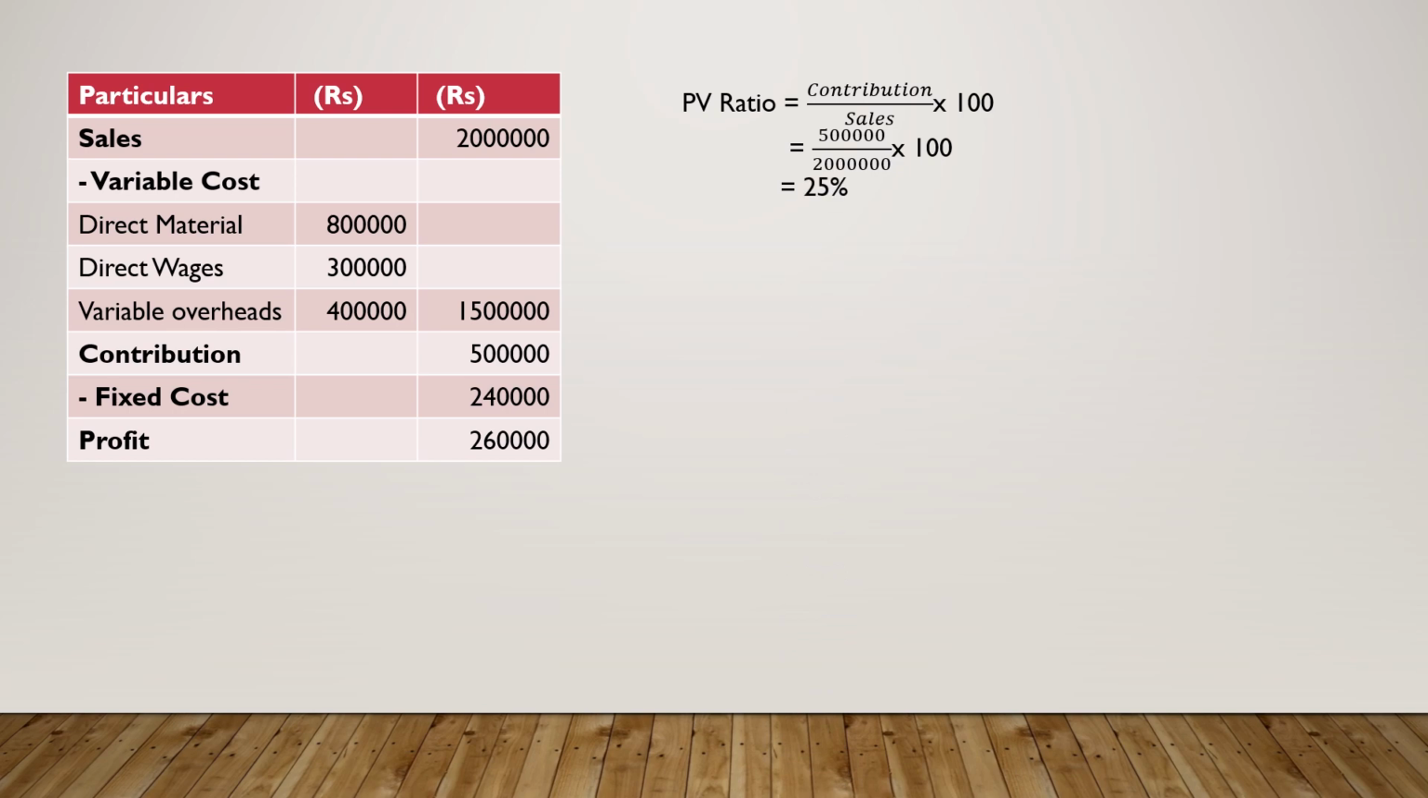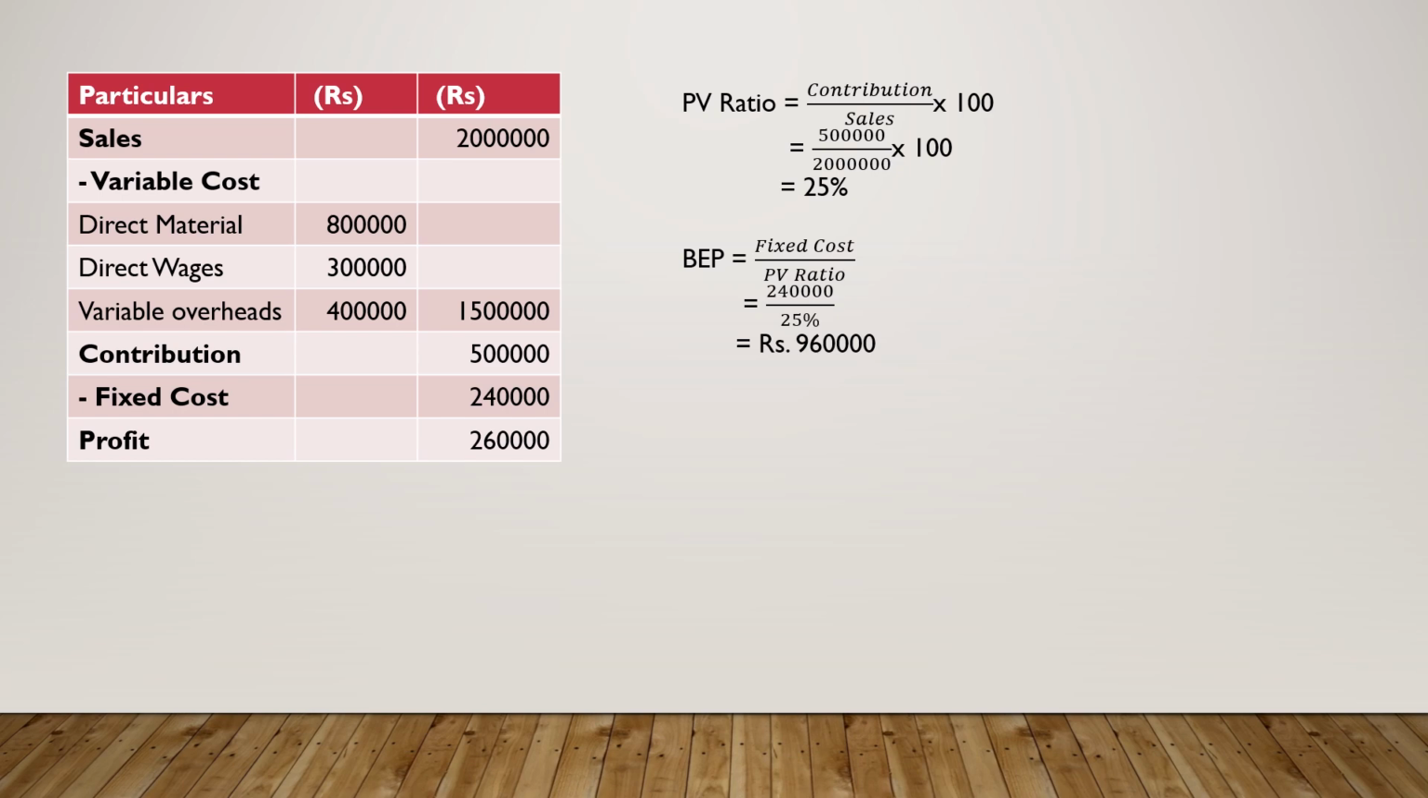So our profit volume ratio answer is 25%. The next thing we need to calculate is break-even point. The formula for break-even point is fixed cost divided by PV ratio. The profit volume ratio we have calculated is 25%, and the fixed cost given in the question is 2,40,000. So our answer will be 2,40,000 divided by 25%, which is rupees 9,60,000. So break-even point is 9,60,000.